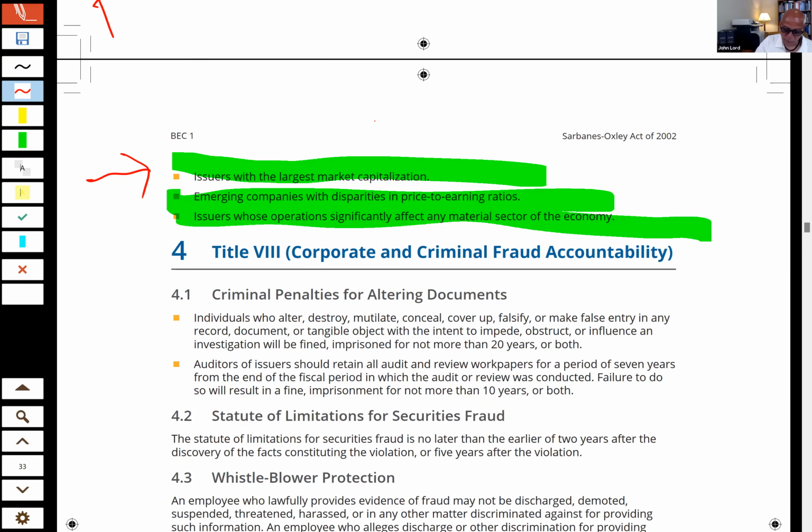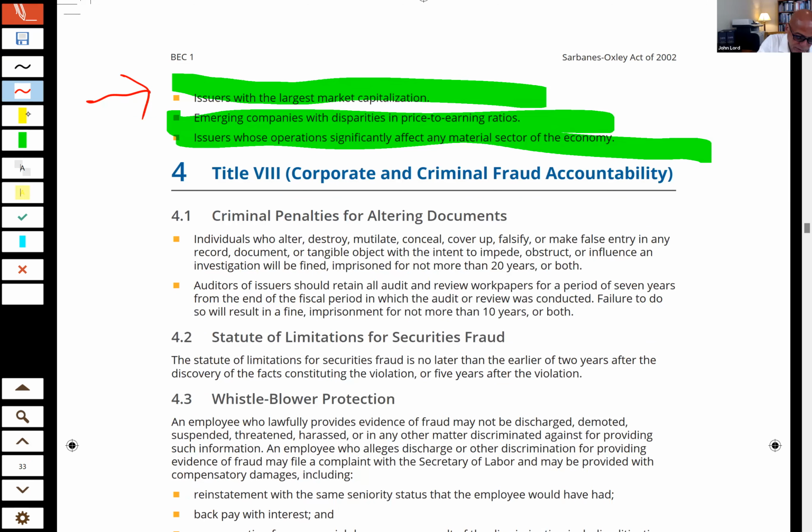Okay, now criminal penalties for altering, destroying documents. Okay. Jail time is what we mean by criminal penalties. Statute of limitations. The statute of limitations for security fraud is no later than the earlier of 2 years after the discovery of the fact or 5 years after the violation. Okay, that seems a little short to me, but okay, it is what it is. So go ahead and flashcard that.